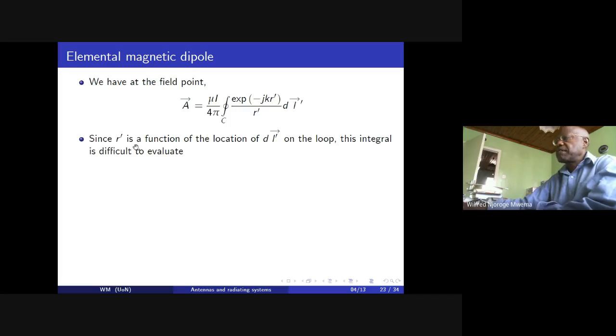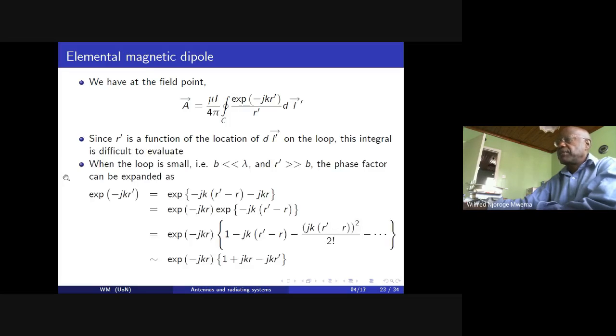So since r prime is a function of the location of dl prime on the current loop, this integral will be very difficult to evaluate. But what we can do is, when the loop is small, that is when b is much smaller than lambda and r is much larger than b, that is, the field point is much farther away from the current element than the radius of the loop, then the phase factor can be expanded in the following form.